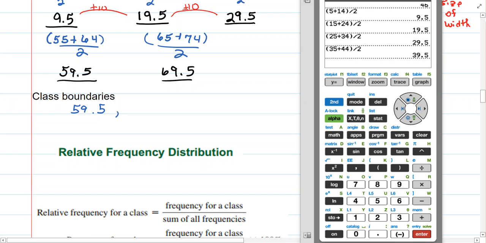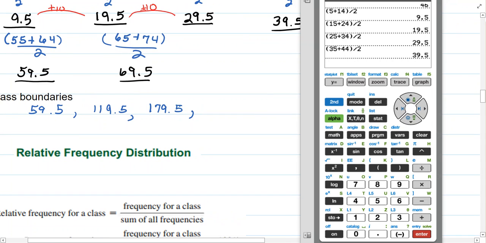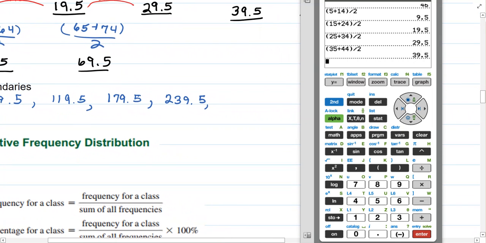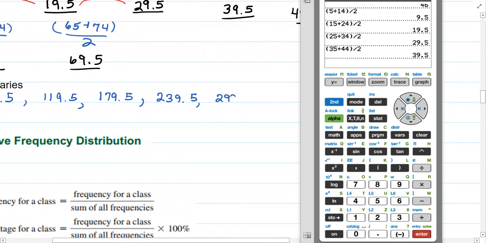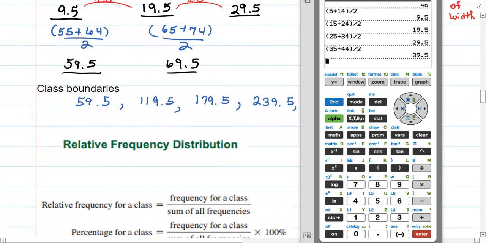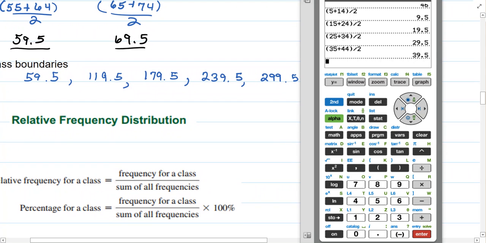And then before 120 is 119 and a half. And before 180 is 179 and a half. And before 240 is 239 and a half. And before 300 is 299 and a half. And these are the boundaries that for that sway of data where we would place them.